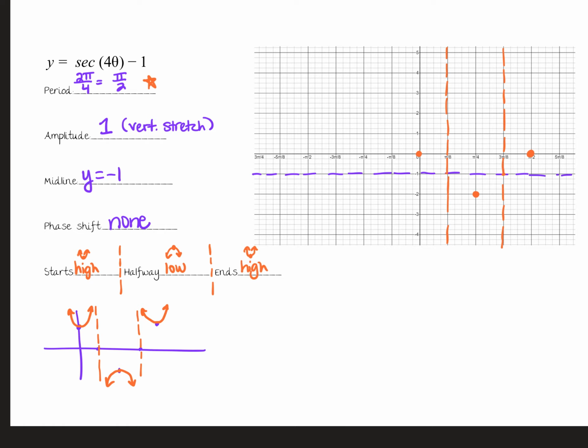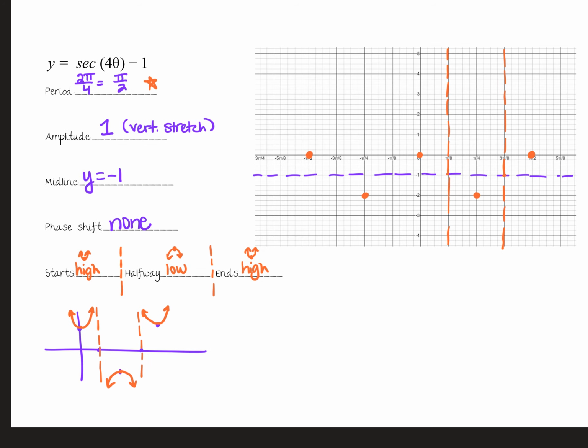Now I just have to repeat this. So remember, this is not only the beginning of the cycle that follows, but it's also the end of the cycle that came before. So the cycle that came before is also pi over 2 units long. So we know it's going to start out at a high vertex point. Halfway between the beginning and the end is going to be a low vertex point. And then halfway between each of those points that I've plotted is going to be, I'm sorry, not a vertex, an asymptote. So I will have my asymptotes in as well.